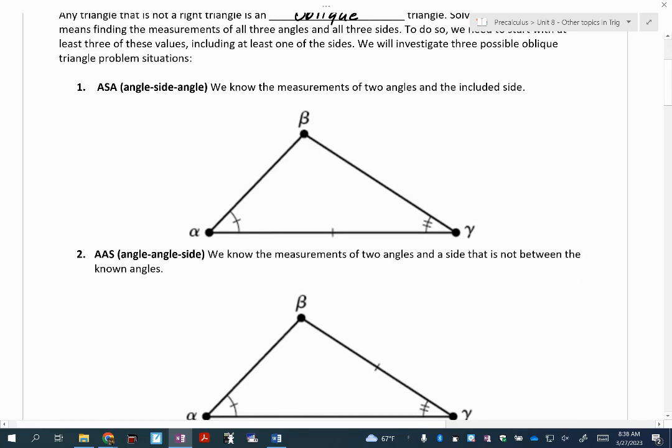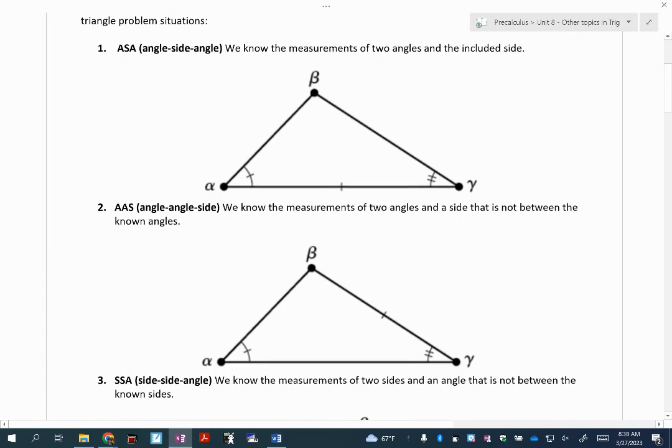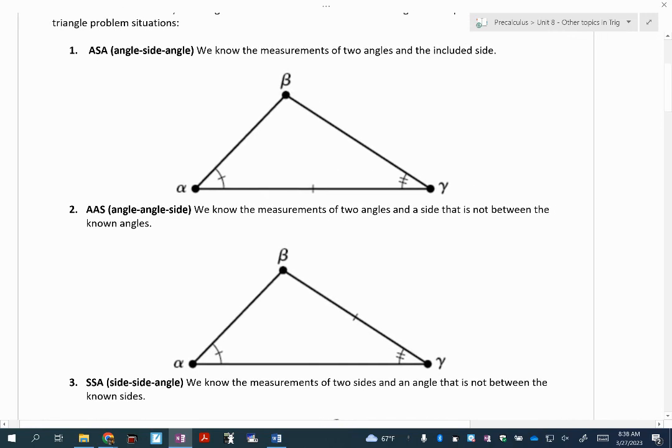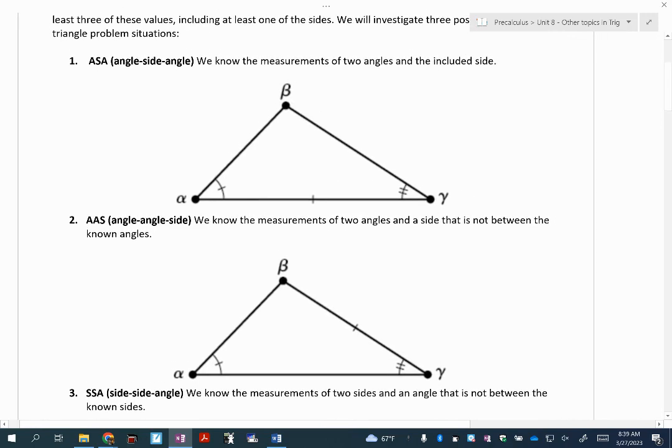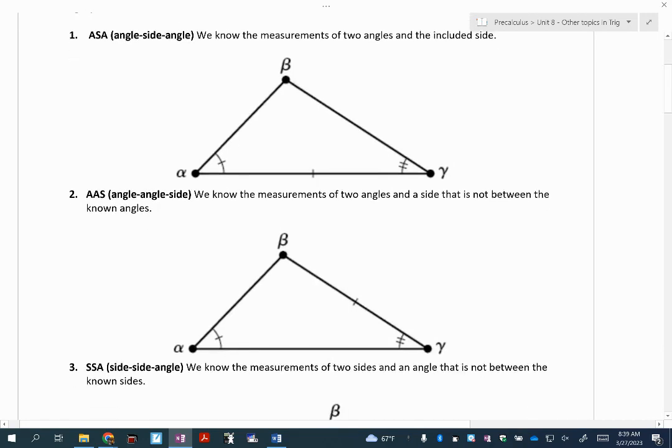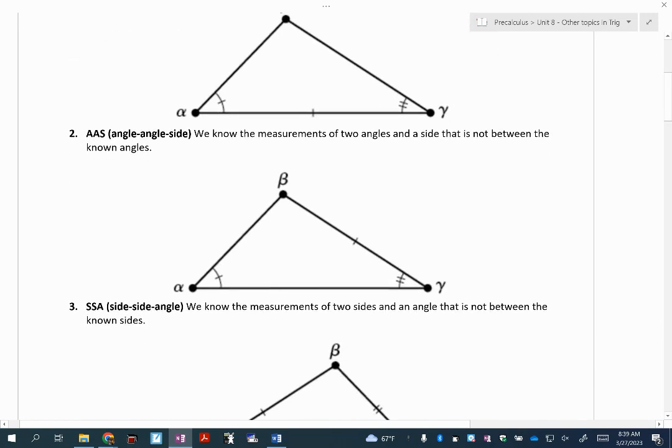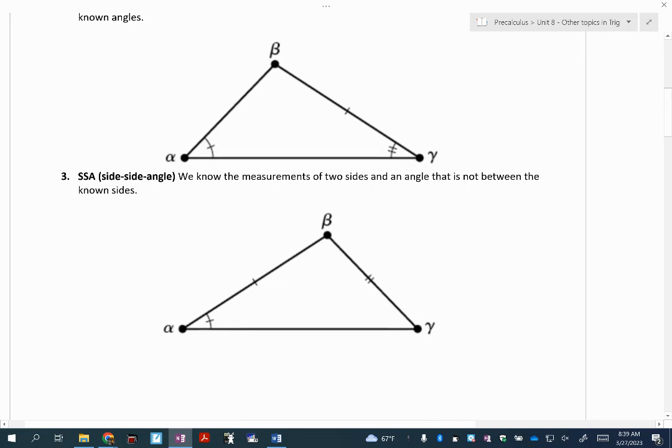So really, I'm talking about three specific types: angle, side, angle triangles, where we know the measurements of two angles and the included side. That's probably the most common time we use the law of sines. Then angle, angle, side. We know the measure of two angles and a side, but it's just not between the angles that we know. And then side, side, angle, we know the measurements of two sides and an angle that's not between the two sides.